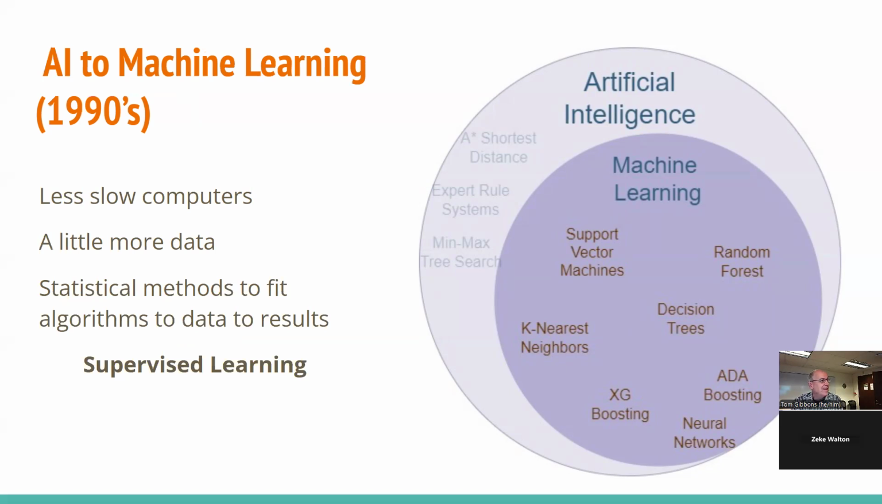This is probably still before your time. And this is where we came up with a lot of these data-driven training models: support vector machines, k-nearest neighbor, decision trees, random forests. We started having neural networks here. We'll look at all of these, and we still use them a lot today.